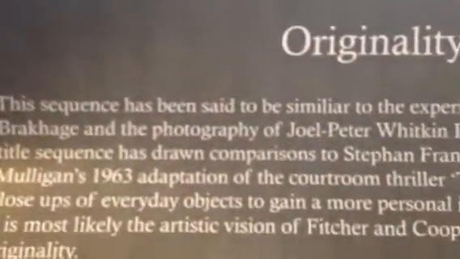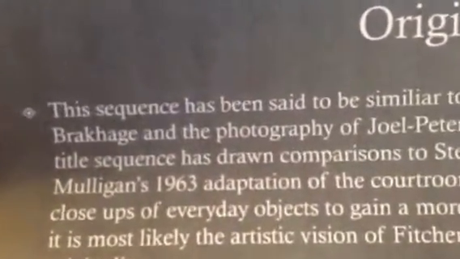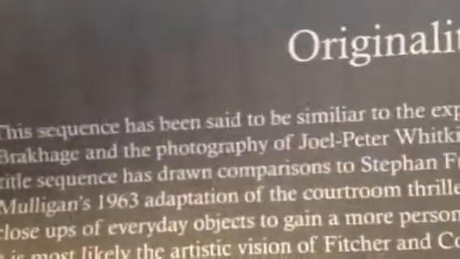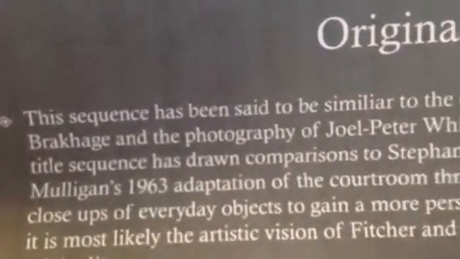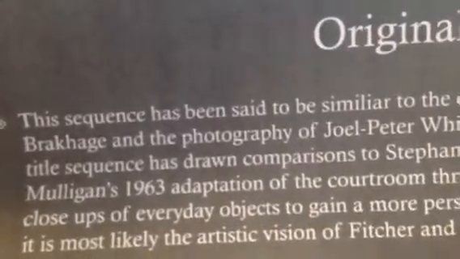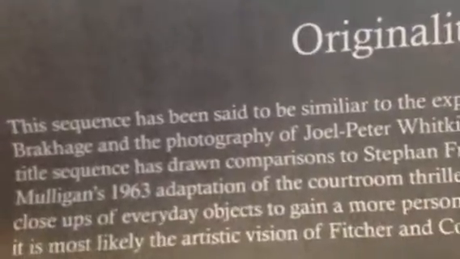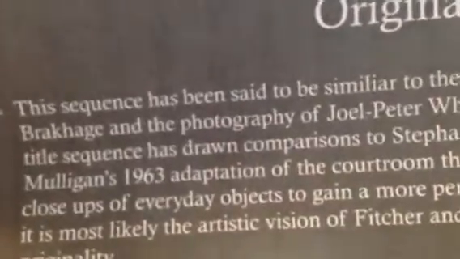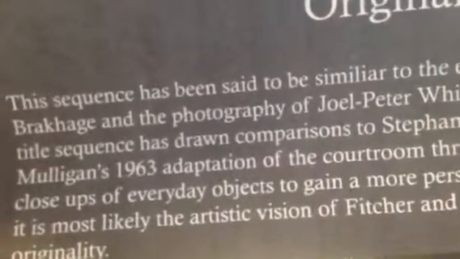Originality. This sequence is said to be similar to the experimental filmmaking of Stan Brakhage and the photography of Joel Peter Witkin. The format of the title sequence has drawn comparisons to Stephen Frankfurt's title design from Robert Mulligan's 1963 adaptation of the courtroom thriller To Kill a Mockingbird, which also has close-ups of everyday objects to gain a more personal insight into key characters. However, it is most likely the artistic vision of Fincher and Cooper which created Se7en's distinct originality.